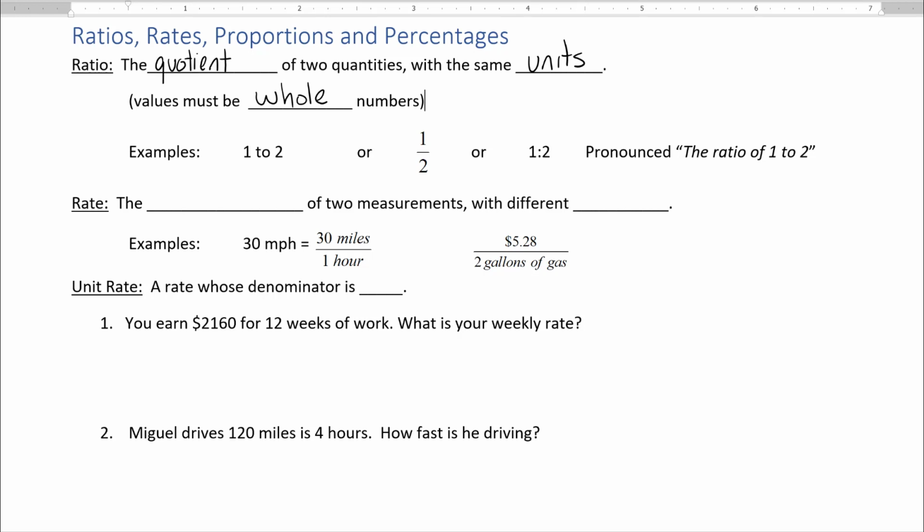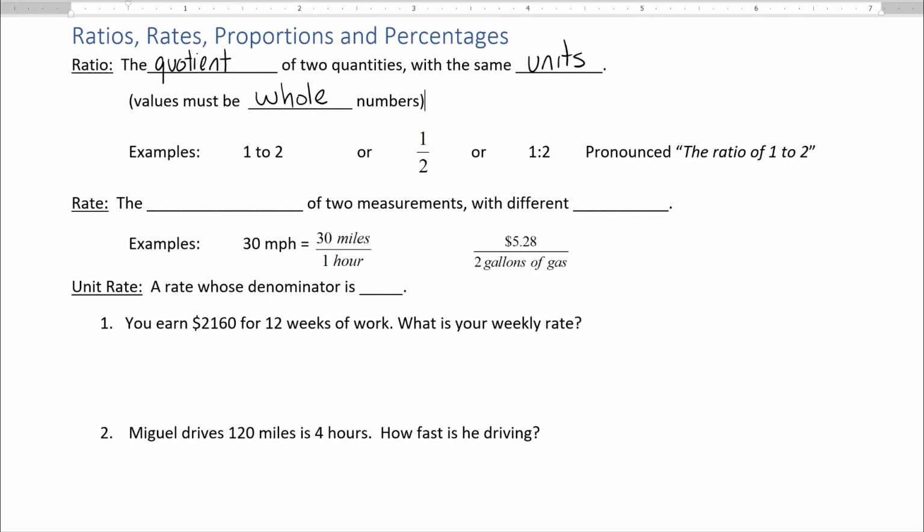So for example, 1 to 2 is a ratio, or 1 to 2 written as 1 over 2, or the ratio of 1 to 2 with a colon. These all mean the same thing. This is the quotient of two quantities with the same units, so we're comparing two numbers.